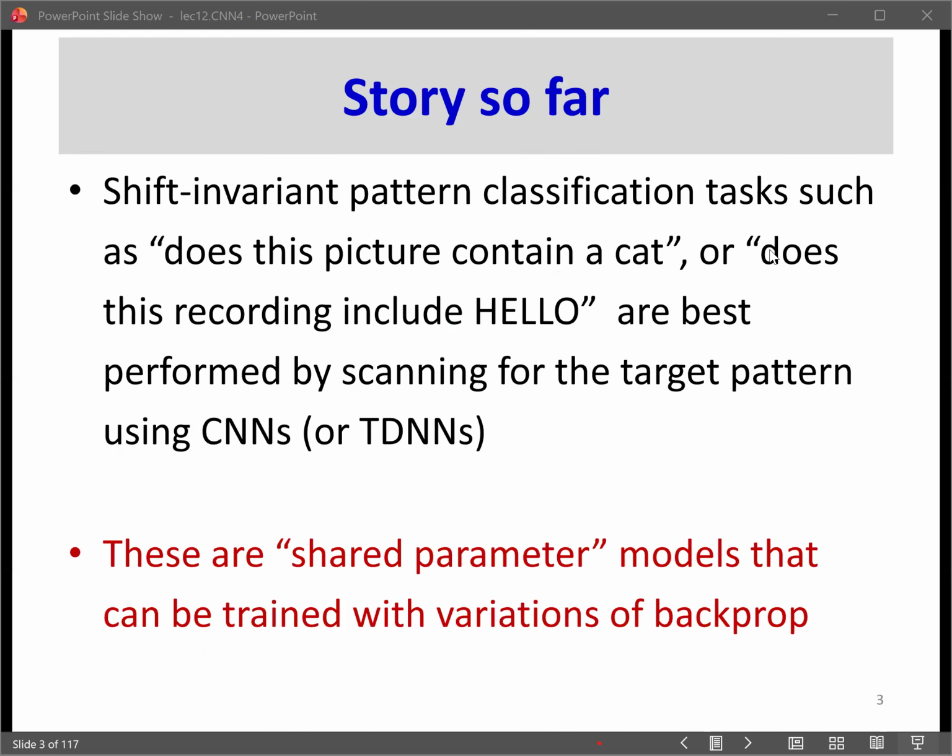So here is the story that we have so far. Shift invariant pattern classification tasks, such as does this picture contain a cat, or does this recording include the word hello, are best performed by scanning for the target pattern using CNNs or time delay neural networks. Now, these are shared parameter models because scanning with a model is the same as having a very large model with many sub networks which are all identical. And these can be trained using variations of backpropagation that account for this shared parameter structure.